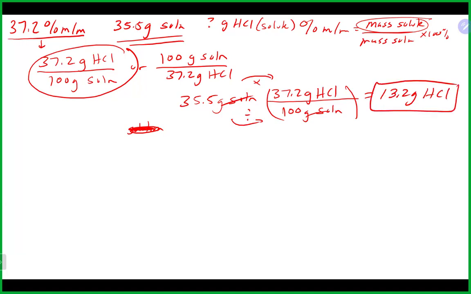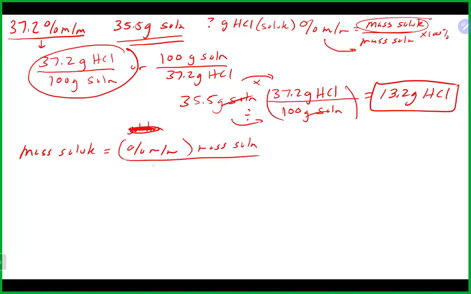Again, that is the same if you rearrange this equation. You're basically doing the exact same math. The mass of the solute in this case will equal the percent mass to mass times the mass of the solution divided by 100%. So again, that's basically the same math as what we just did. Any questions on that one there? Okay.